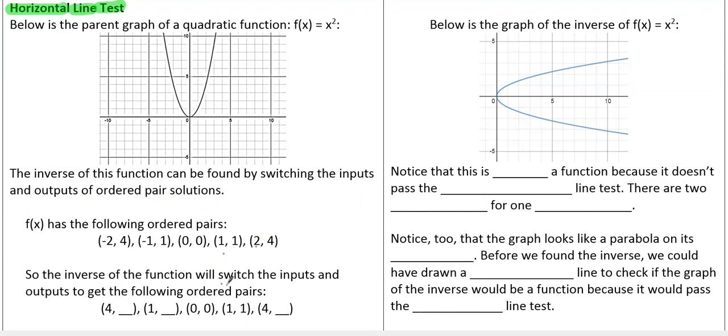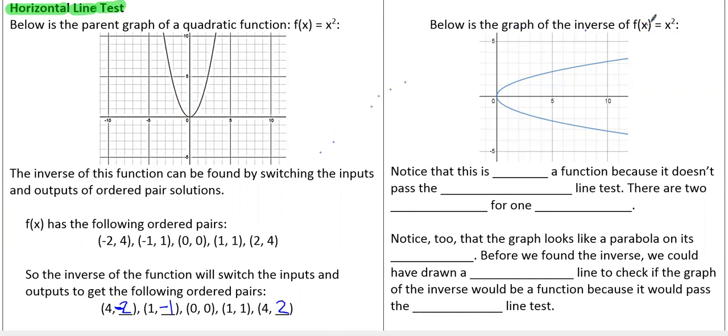So the inverse of the function will switch the inputs and outputs to get the following ordered pairs. Instead of negative 2, 4, now it's going to be 4, negative 2. And then negative 1, 1 is going to become 1, negative 1. 0, 0 will stay 0, 0, because when you switch it, it's the same. Same thing with 1 and 1. And then 2 and 4 becomes 4, 2. Okay, so now let's go ahead and graph.